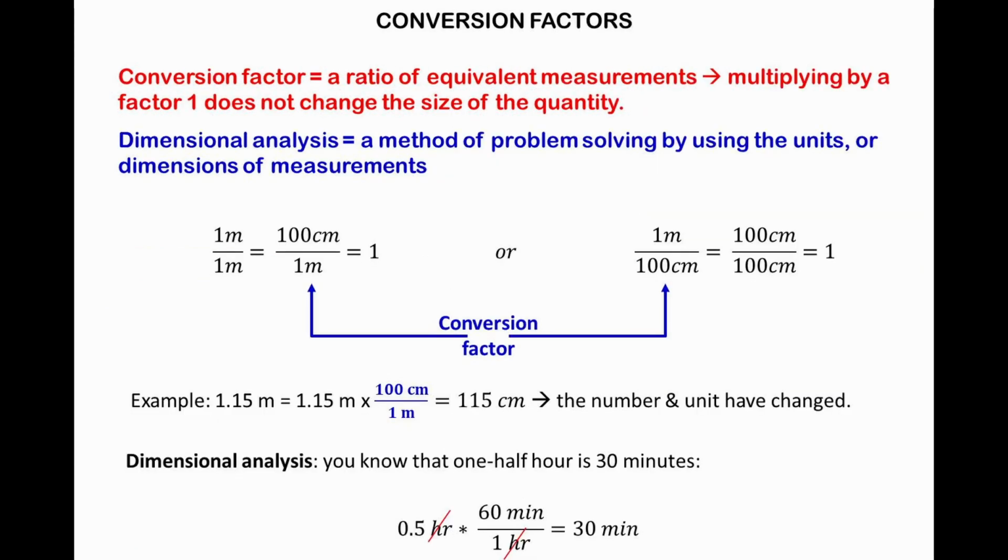A conversion factor is a number used to change one set of units to another, by multiplying or dividing. A conversion factor can be defined as the ratio of equivalent measurements. A ratio of equivalent measurements is equal to 1, so the size of the quantity does not change when multiplying or dividing by the conversion factor. Dimensional analysis is a method of problem solving by using the units, or dimensions of measurements.